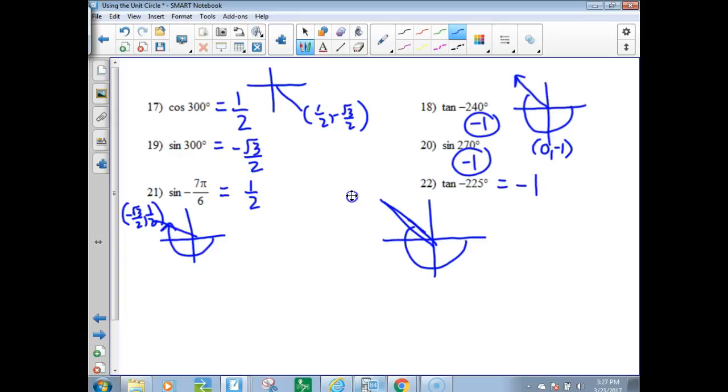Now, how do I know it's negative 1? Maybe I'm not explaining enough. This is negative square root of 2 over 2, over square root of 2 over 2. If you put one over the other, right? That's how I'm getting it. Oh, of course.